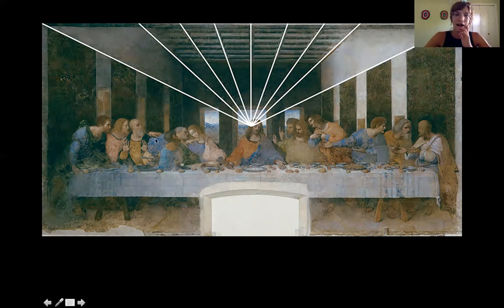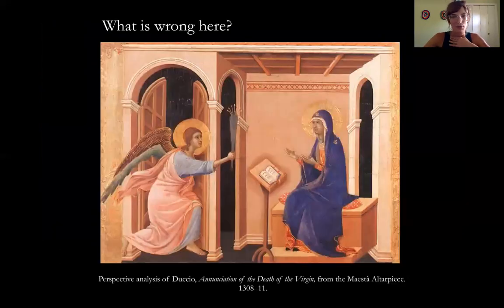And of course, you can see implied line used here as well. A lot of the figures look to the center, although not all of them. There's some gestures to the center, and we know Christ, of course, is at center, so he is the most important figure. Prior to linear perspective, artists tried to get perspective correctly, but they weren't quite right.